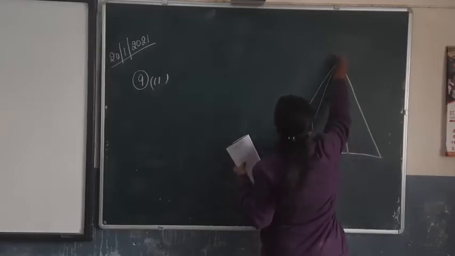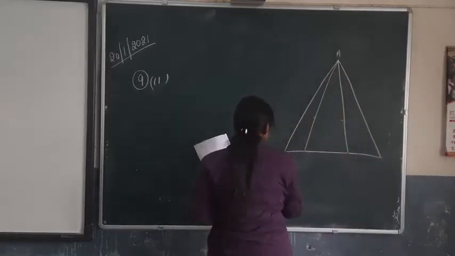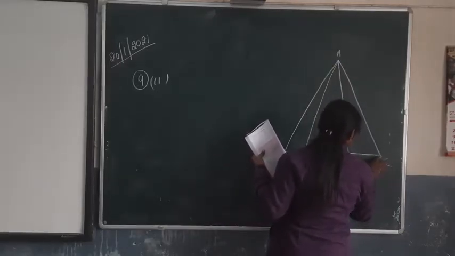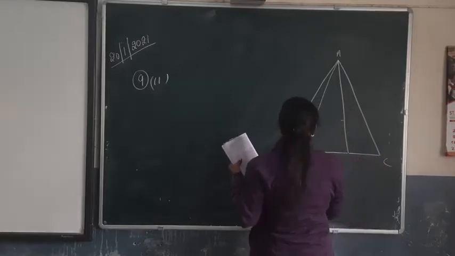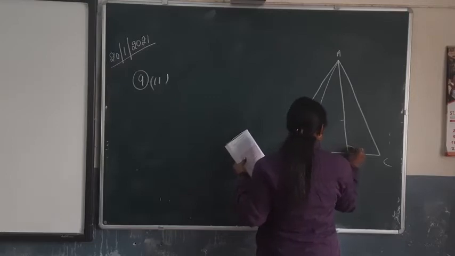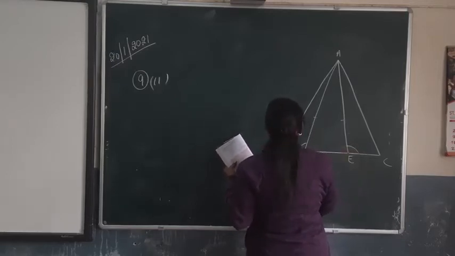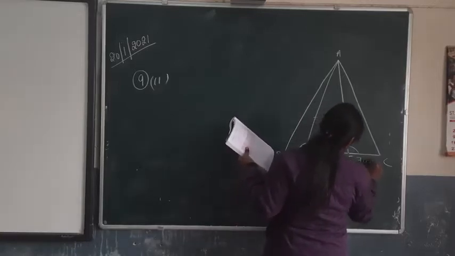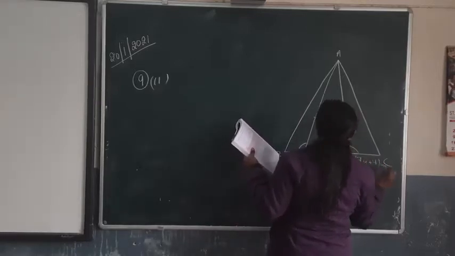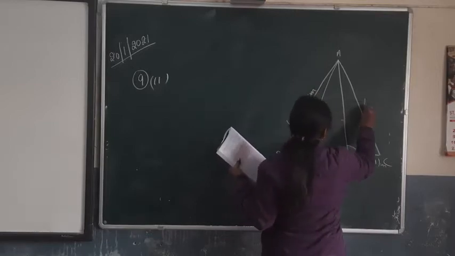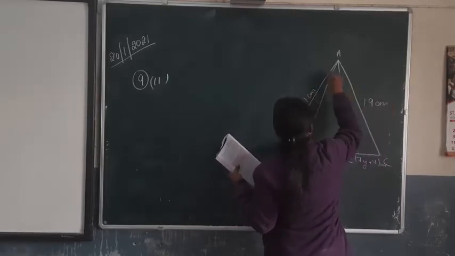These two sides are equal to each other. A, B, C, D and E. This angle is equal to this angle. It is given like this, so that means these two angles are equal. 18 centimeter, 7y plus 4 centimeter, 5x minus 6 centimeter, and 19 centimeter. So this is given in the question.